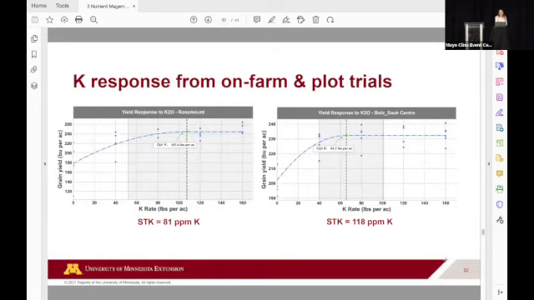Looks great. The optimal K rate on this trial was 65 pounds per acre, and the soil test level was 118 parts per million. And here on this other soil, the optimal K rate was 107 pounds per acre, and the soil test level was 81 parts per million. This may be due to the fact that some of the soil was supplying some of that potassium at the one site versus the other, or possibly other mineralogy issues.